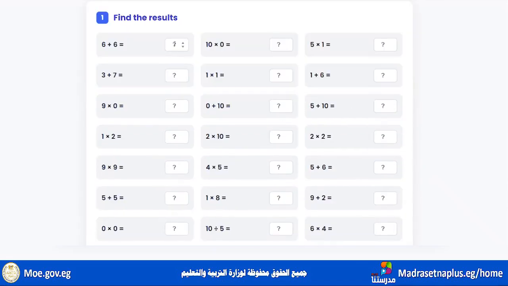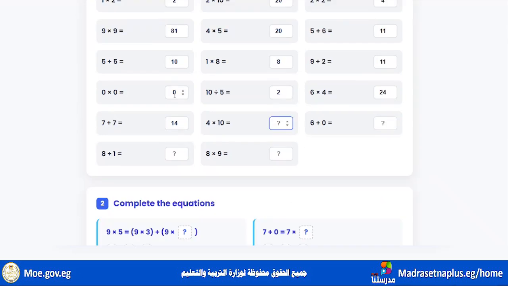Let's finish it. 6 and 6, double, 12. 10 times 0, any number times 0. Any number times 1 stays the same. 3 plus 7, it will be 10. Any number times 0. Any number plus 0. Yes. Double. Multiply a number by a multiple of 10.